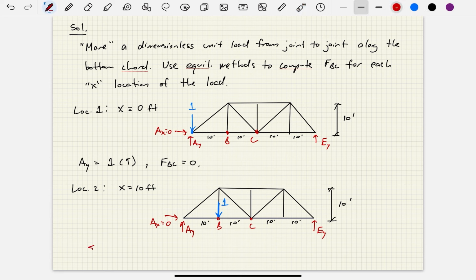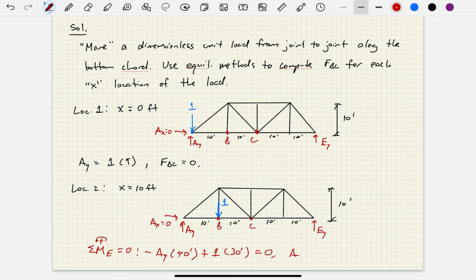So I'm going to say sum of the moments about point E equals 0, counterclockwise positive, and I'm going to say negative AY times 40 feet plus 1 times 30 feet equals 0.